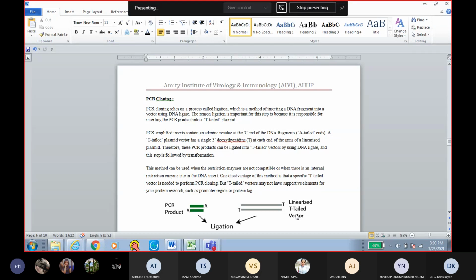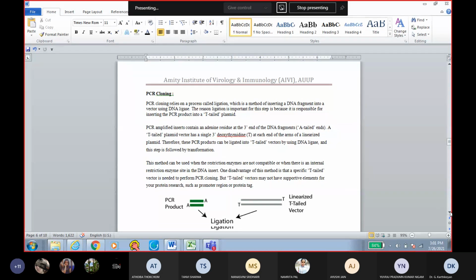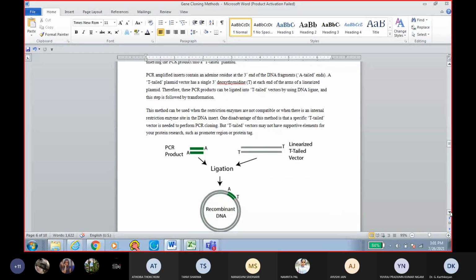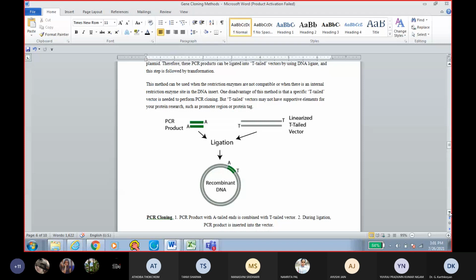All you need to do is set up your PCR. At the end of PCR, you mix this T-tailed vector and your PCR product, and the ligase joins them, and you will have a recombinant DNA. So either you use a restriction enzyme, or if it is a PCR product, you could simply use a tailed vector.